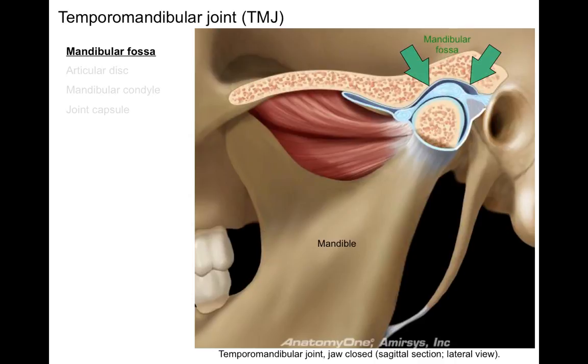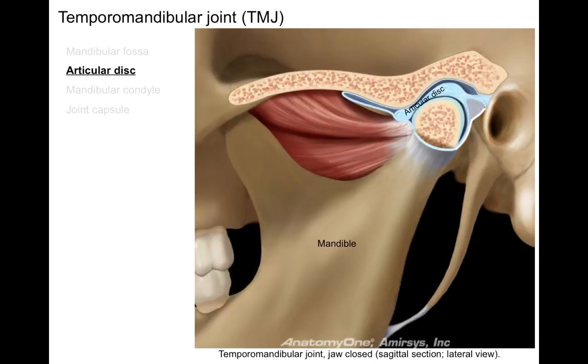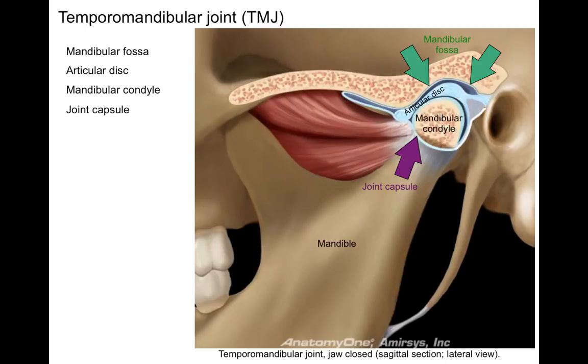There's the mandibular fossa, remember in green arrow there. Then there's an articular disc, and this articular disc is fibrocartilage that resides between the mandibular fossa and the mandibular condyle. That's going to articulate with the mandibular fossa to make a synovial bicondylar or hinge joint. Then the joint capsule is the extension of the periosteum from the mandibular condyle that wraps around and goes to the mandibular fossa. So there we have the components of the temporomandibular joint.